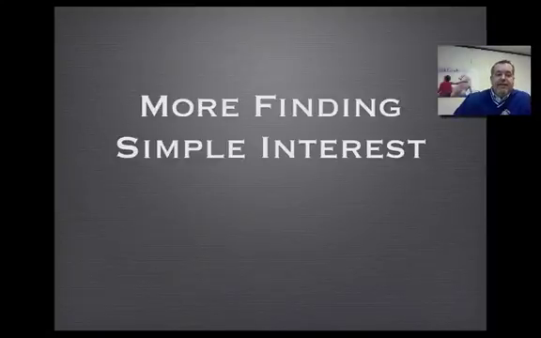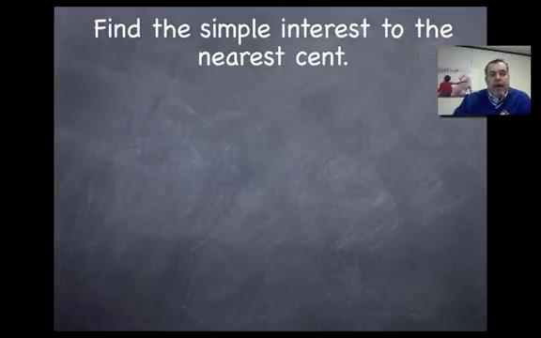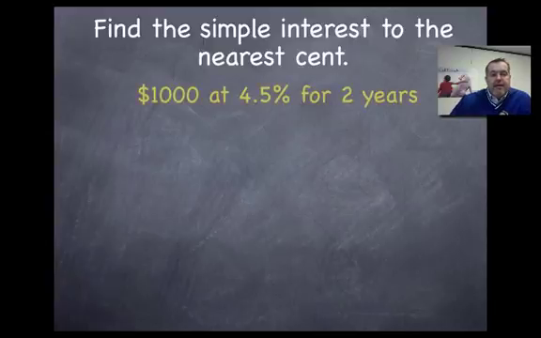So we are going to take a look at more finding of simple interest, and it wants us to find the simple interest to the nearest cent. So let's take a look at our example. $1,000, that is the initial principal invested, at 4.5% for 2 years.